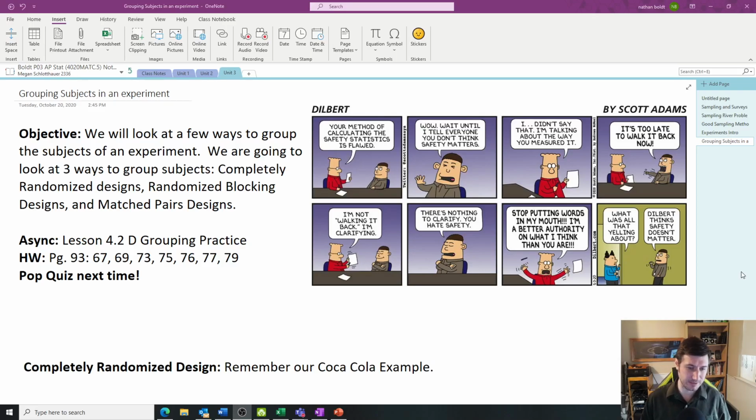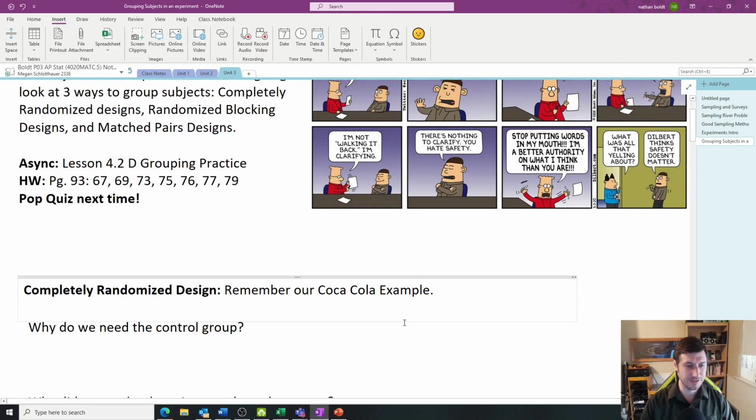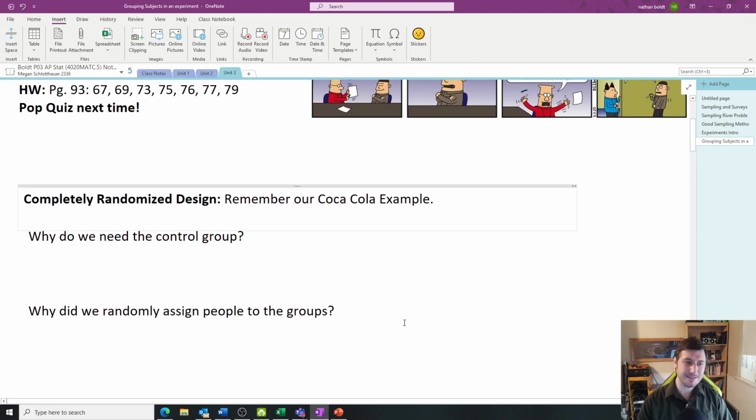Our experiments, all right, you want to randomize your experiments. We looked at one last time, the completely randomized design. There are two others that are a bit more complicated for us to take a look at. But first, let's talk about the completely randomized design.